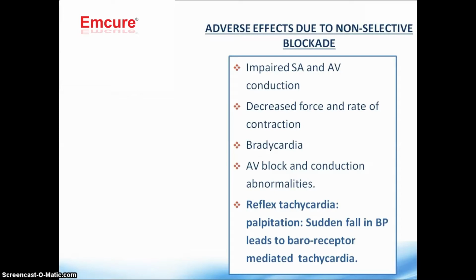So there is a fall in the blood pressure which leads to the baroreceptors getting activated. They cause an increase in the heart rate in order to balance the fall in the blood pressure, or in order to bring the blood pressure back to normal. So these are the adverse effects which are commonly encountered when you are giving non-selective calcium channel blockers. Reflex tachycardia is the term. It is palpitation due to sudden fall in blood pressure, which is due to stimulation of the baroreceptors, which will lead to an increase in the heart rate, and finally the outcome is an increase in your blood pressure.